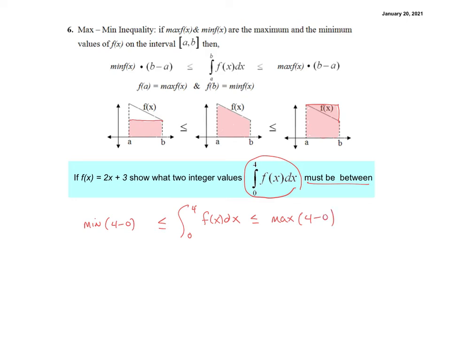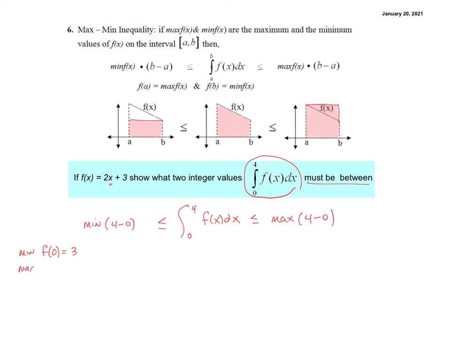I should have written the min of f of x and the max of f of x, but anyway, you get the idea. So what is the minimum value of f of x? Well, the minimum is going to be f of 0, because this function is always increasing, so that equals 3 if you plug a 0 in for x.